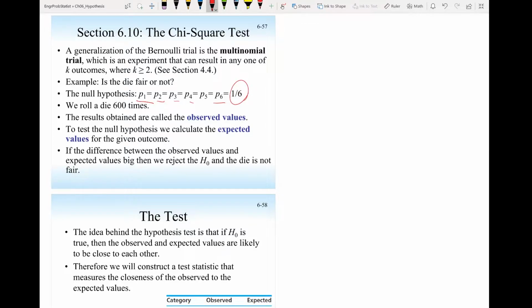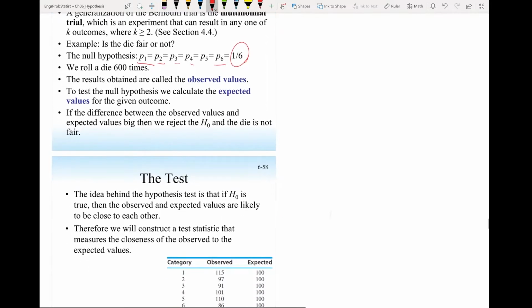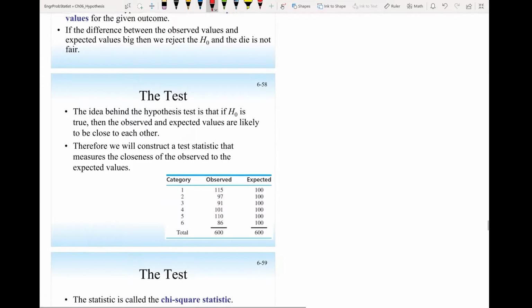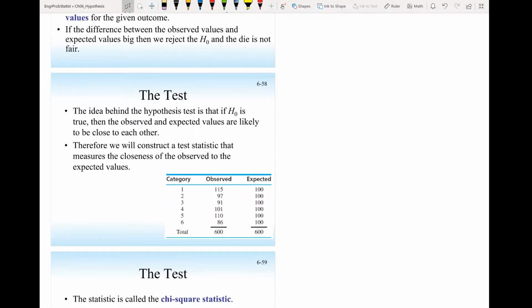Now you conduct the experiment, throwing the die maybe 600 times and observing the value. Keep counting how many times the 1 appears, how many times the 2 appears, and the 6. And if the probability comes to 1/6, then it is a fair die. If the probabilities change, then it is not.